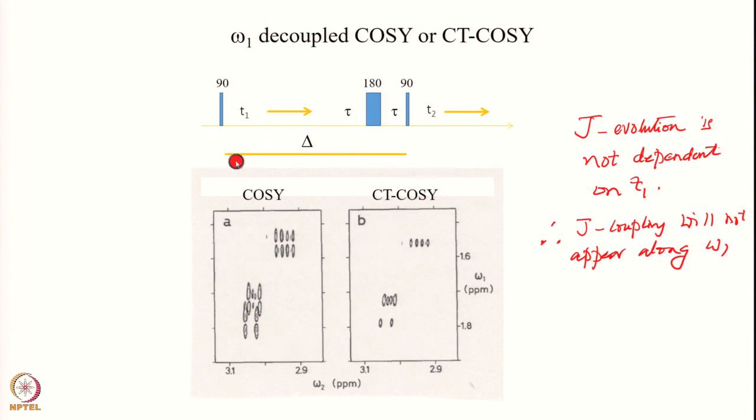Constant time COSY, because this period from here to here is kept constant, and because it also causes a decoupling along the omega 1 axis, it is also called omega 1 decoupled COSY. Omega 1 decoupled COSY, or constant time COSY. This is the advantage, and you can get great benefits from this in very crowded spectra.